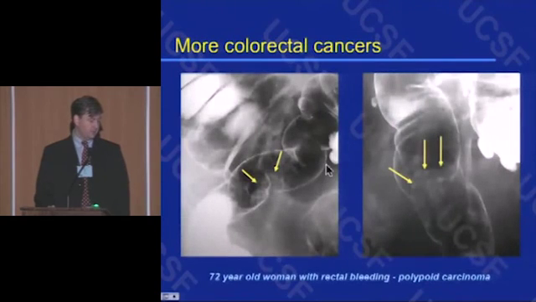Here's some more examples. Again, here's a polypoid cancer. This is a polypoid mass in the distal rectosigmoid, seen here on the lateral. Here it is on the AP radiograph.